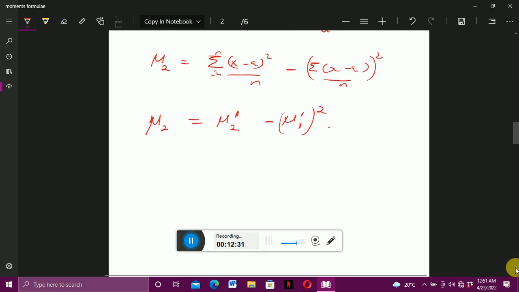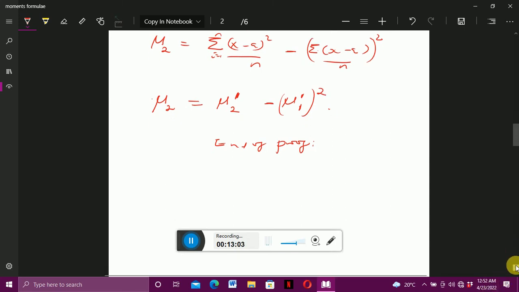So this ends our proof. We say end of proof. So what have we concluded? We have concluded that the second moment about the mean is given by the second moment about a point minus the first moment about a point squared. That is what we needed to prove.